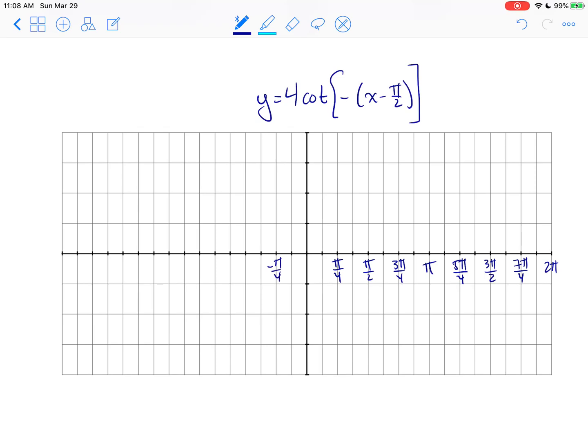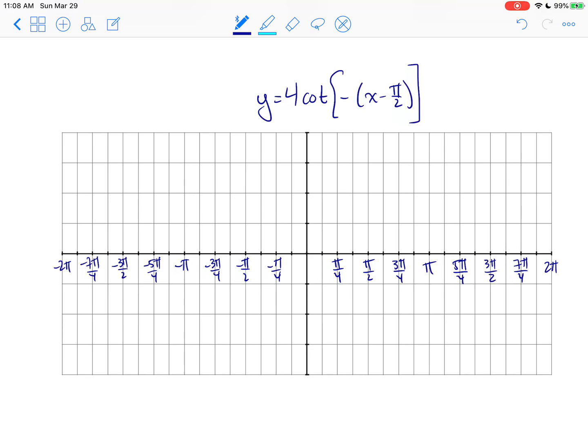Do the same thing in the negative direction: negative pi over 4, negative 2 pi over 4, negative 3 pi over 4, negative 4 pi over 4, negative 5 pi over 4, negative 6 pi over 4, negative 7 pi over 4, and negative 8 pi over 4.